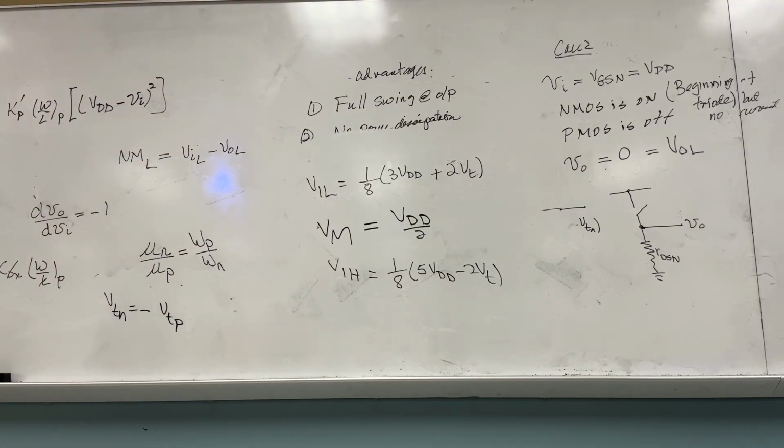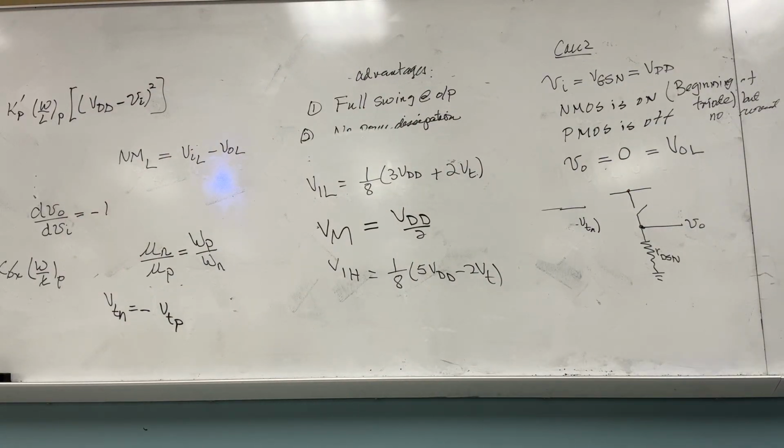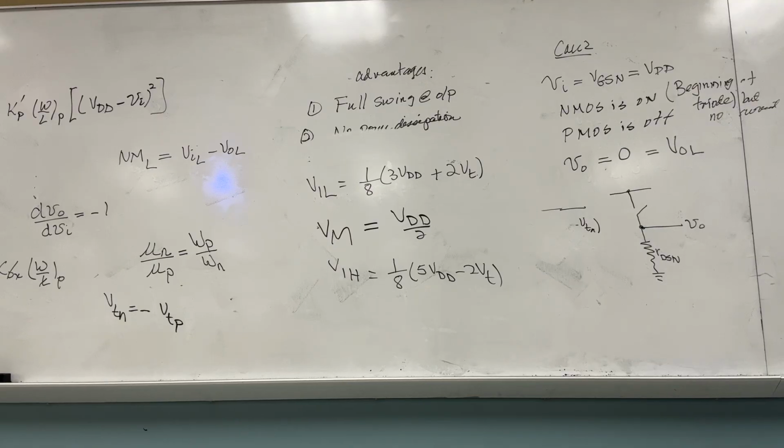Did you understand that? Where did we get this equation? Repeat it for me. How did I get this equation? I need to take the current in the PMOS, which is in saturation, and equate it with the current of the NMOS in the triode. I will get an equation that has V naught in it and Vn in it. I take the derivative dV naught over dVn and set it equal to -1. I use the assumption that the two transistors are symmetric. This is the equation you get.